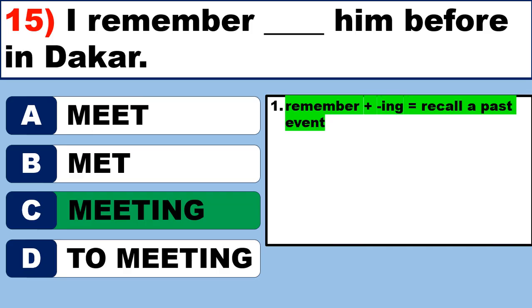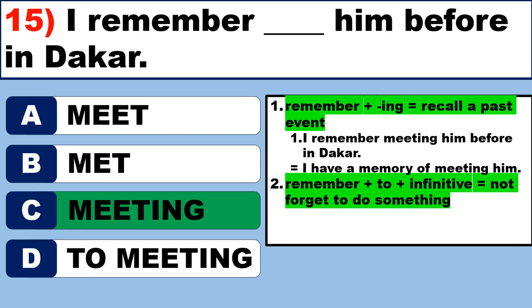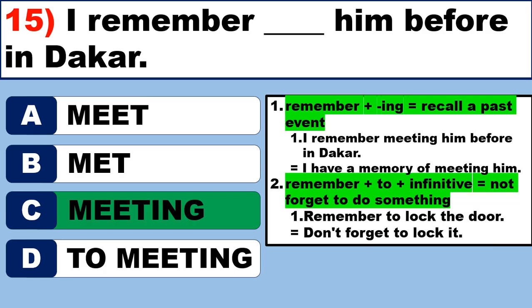It is a past. But we can have also remember to plus infinitive, meaning don't forget. Remember to come early. N'oublie pas de venir à l'heure. Remember to tell your father. N'oublie pas de dire à ton père. Remember to come with your computer. N'oublie pas de venir avec ton ordinateur. Remember to lock the door. It means don't forget to lock the door.